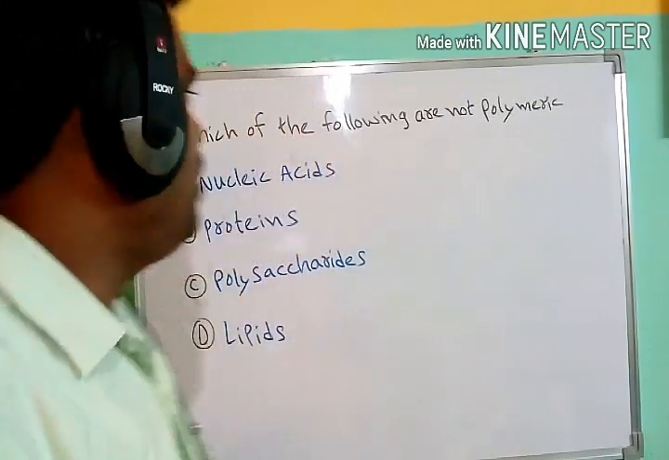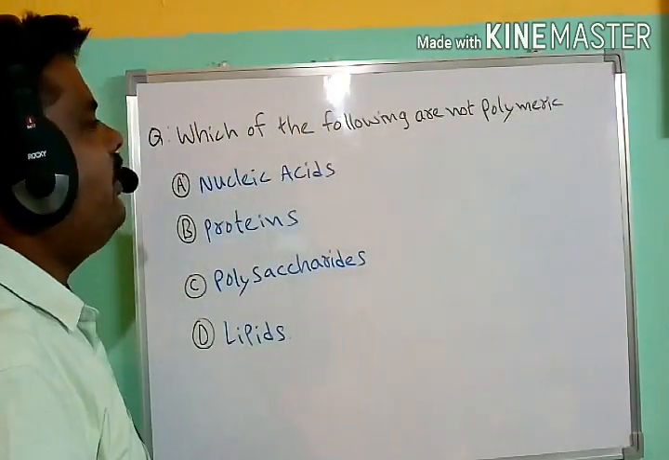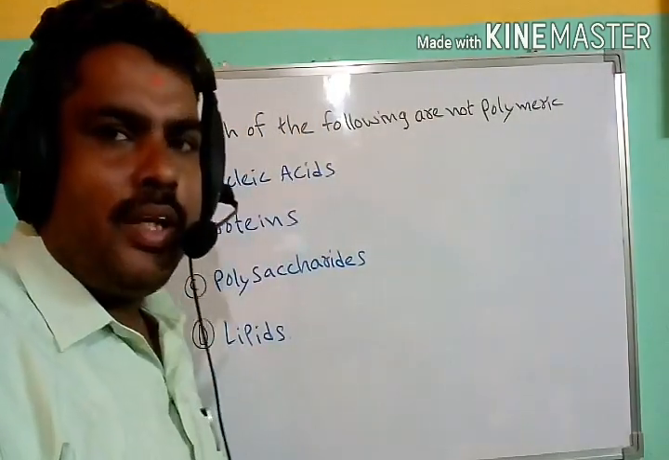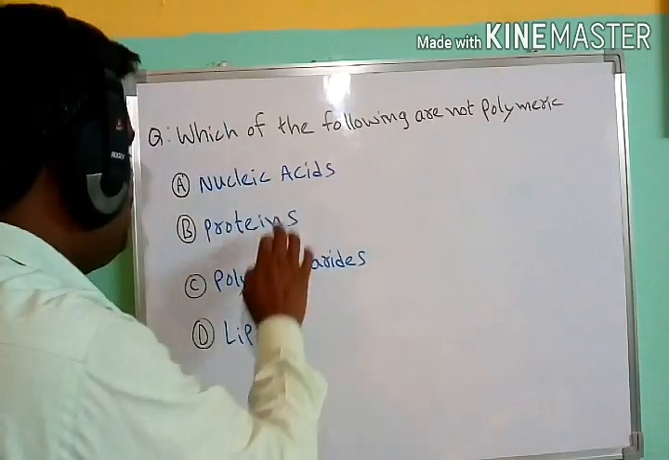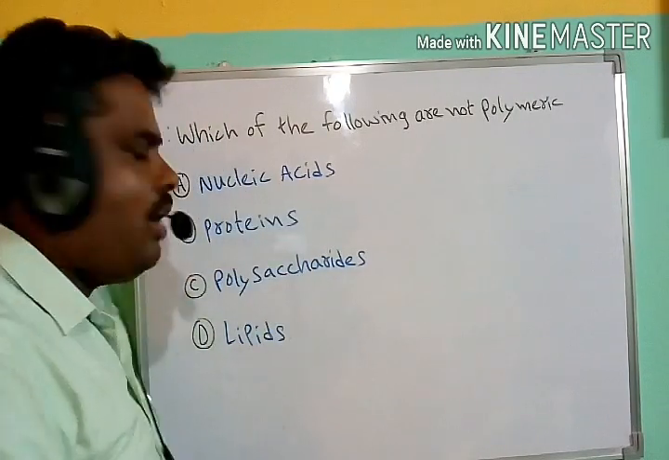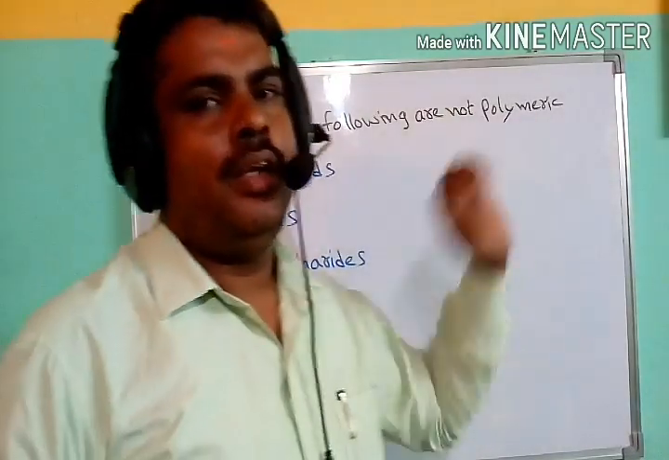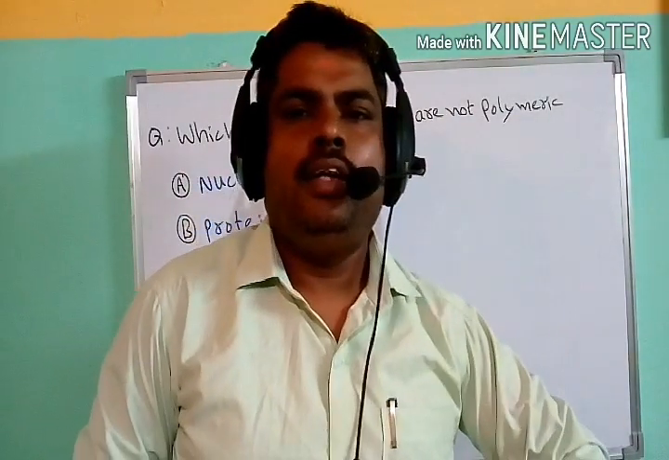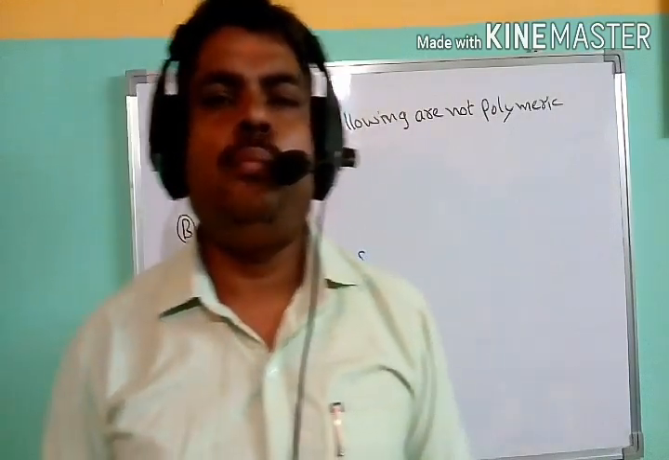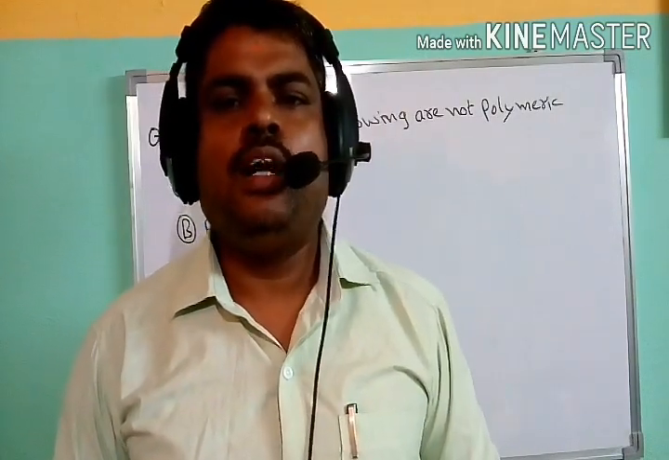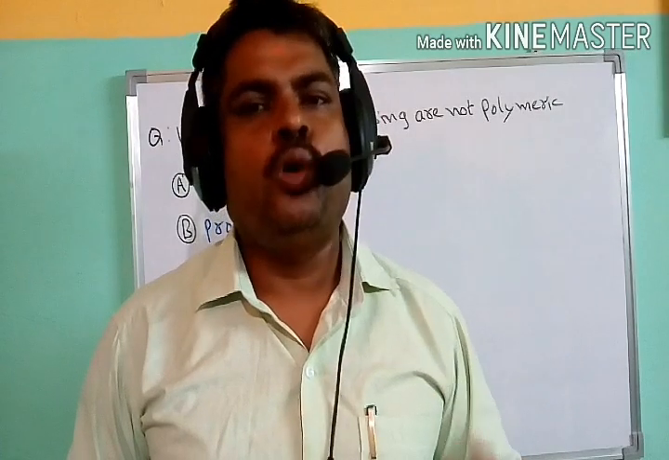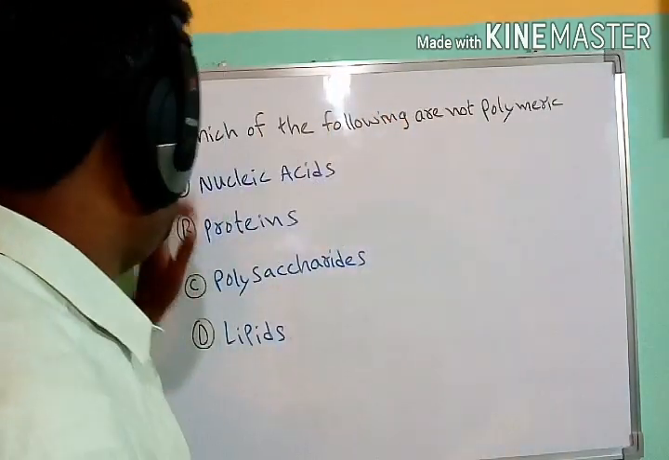Let's come to the next question. Which of the following are not polymeric? Here they have given some options. Among all these options, which one is not polymeric? A polymer is a substance or material which is composed of many monomers or monomeric units. Let us observe the options here.